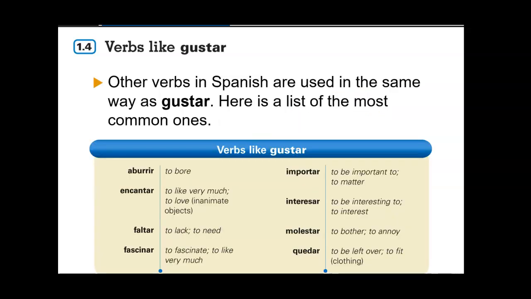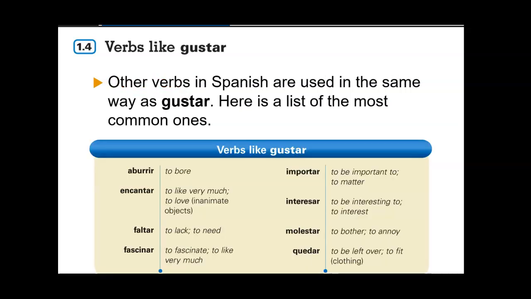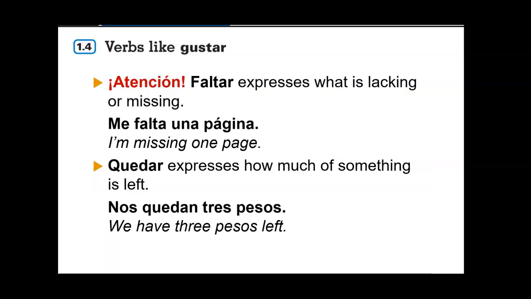All right, these are the verbs that you're going to be working with. You have aburrir, encantar, faltar, fascinar, importar, interesar, molestar, and quedar. So all of these are going to have the endings that you're going to see in a minute. Make sure you know the meaning so you understand the sentence. Faltar and quedar and another one have different meanings aside from what they give you here. So you just kind of have to go through it.